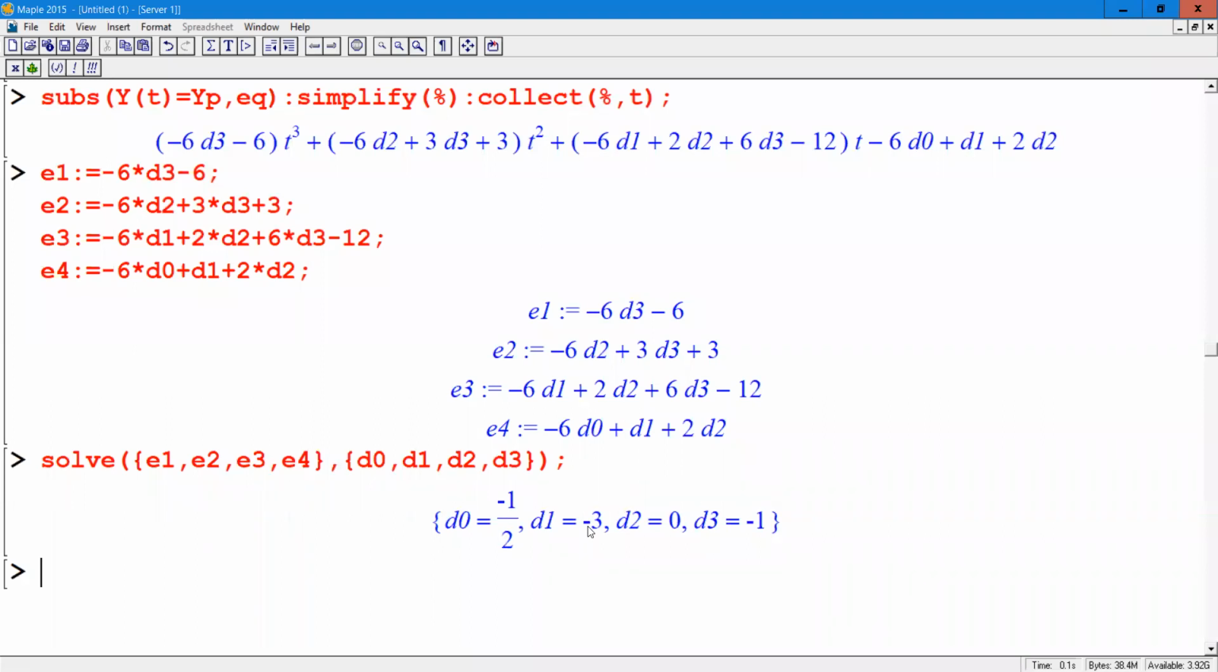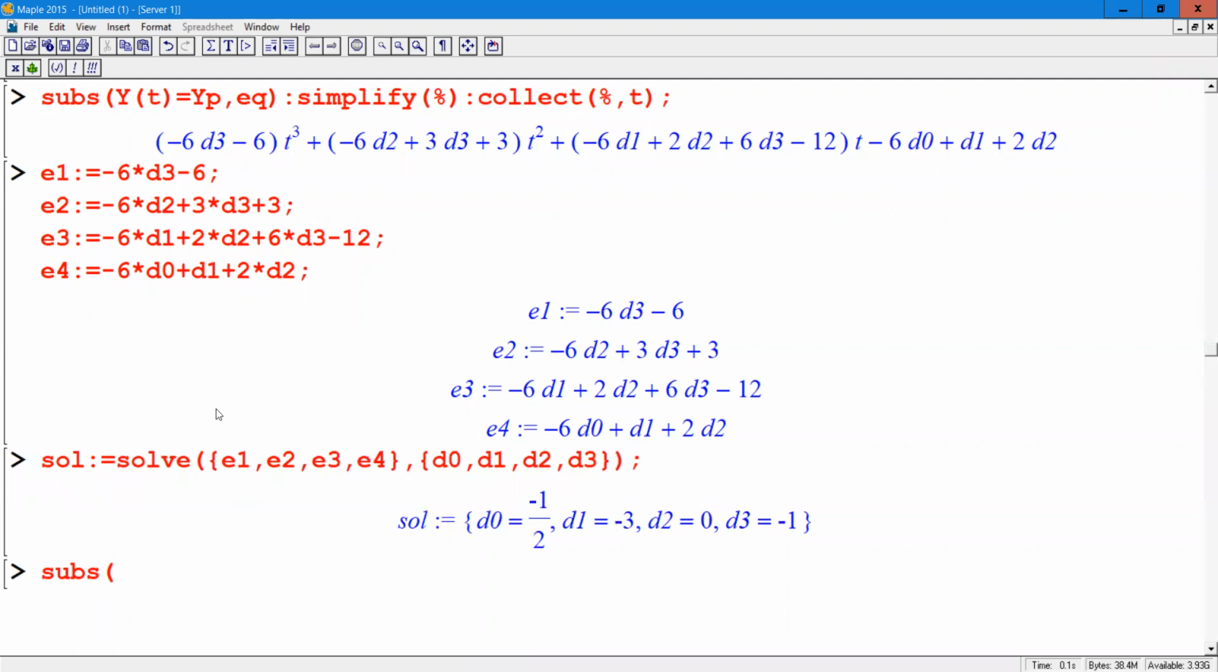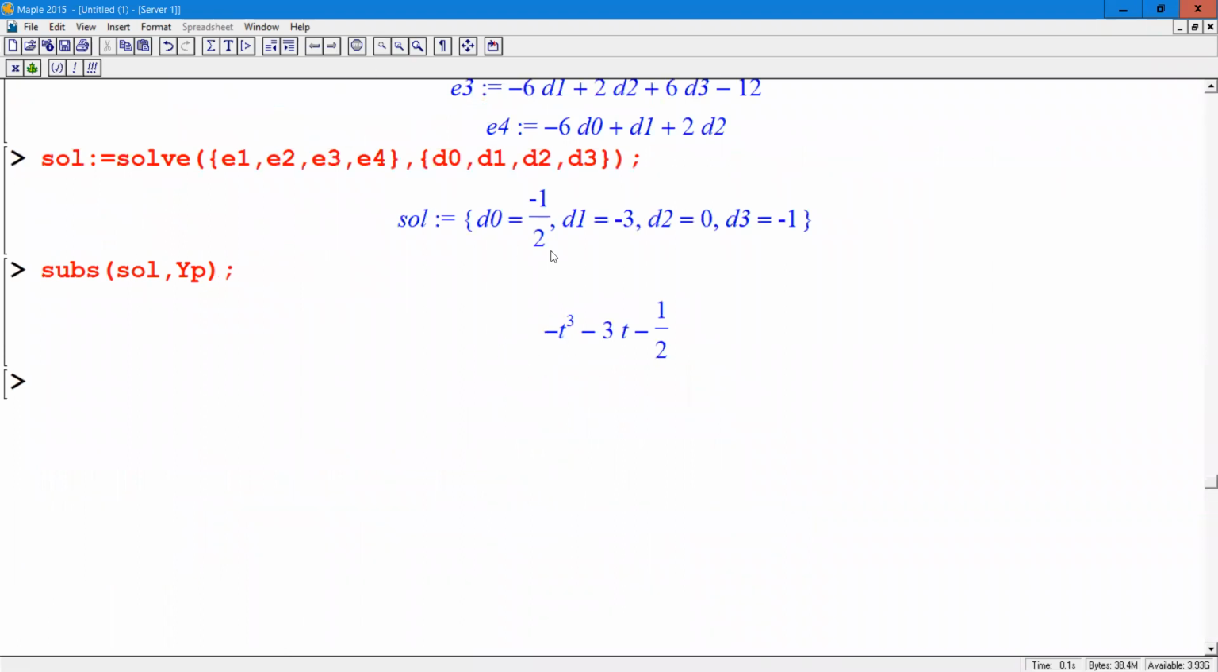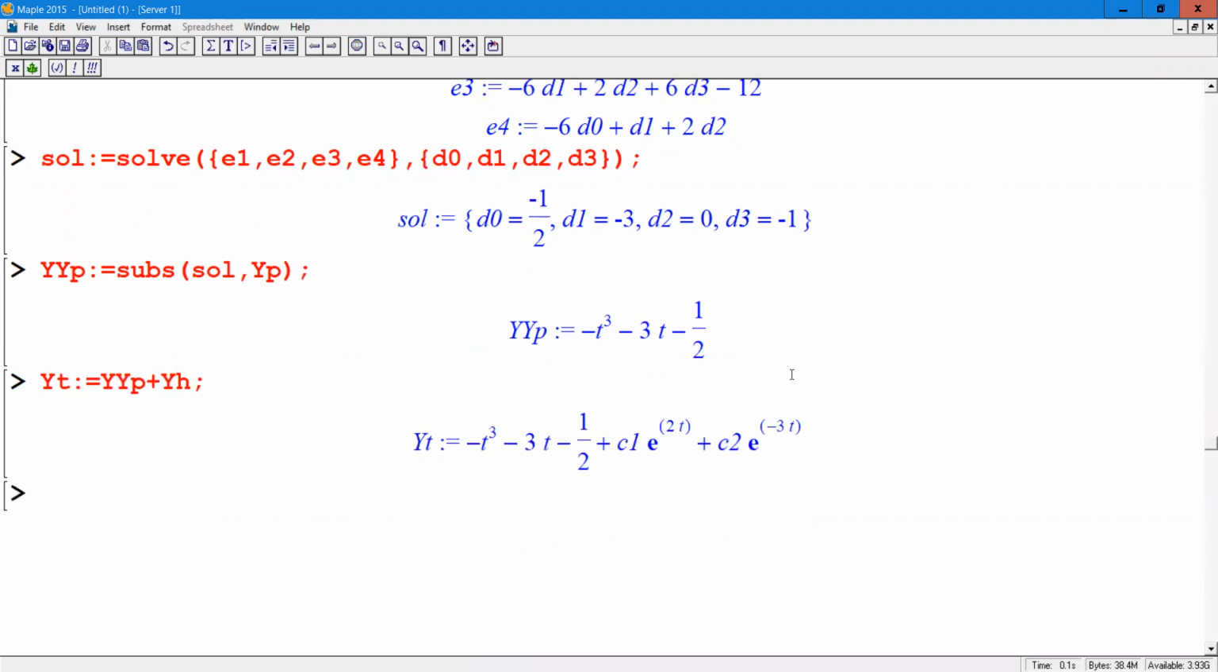So we will have 4 constants. And now you can substitute these coefficients into YP. If we call it, for example, the solution, we can substitute the solution into the YP. And this is your final response. If we call it, for example, YYP, this is your response. And finally, the total response is equal to the particular response plus the homogeneous response. So this is the total response.